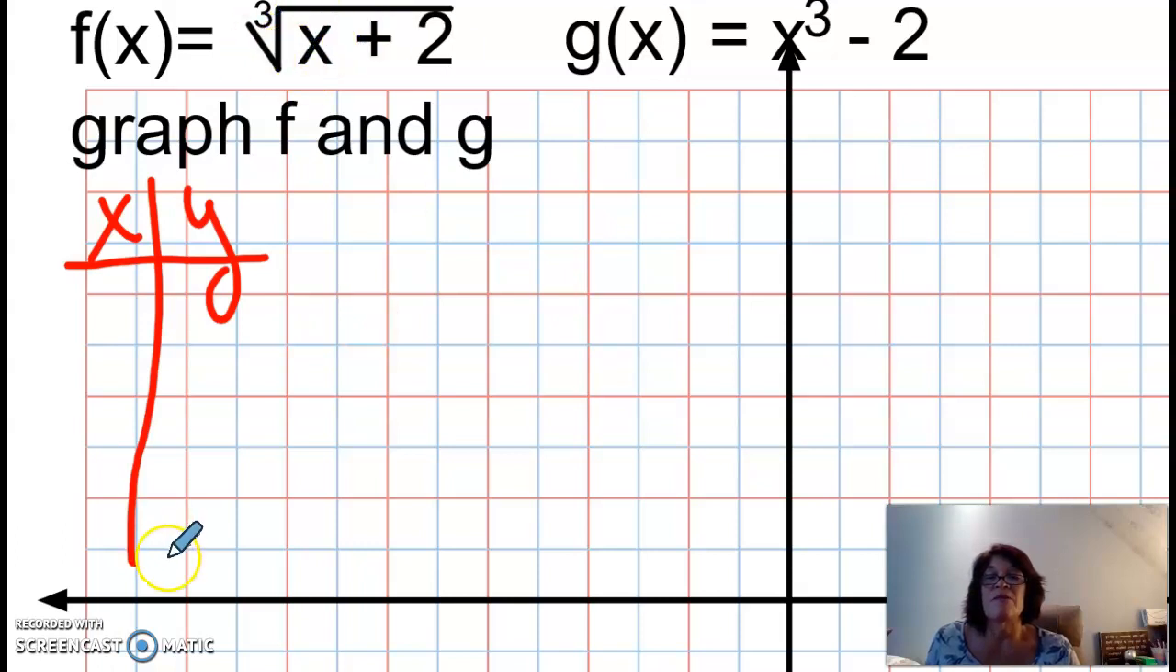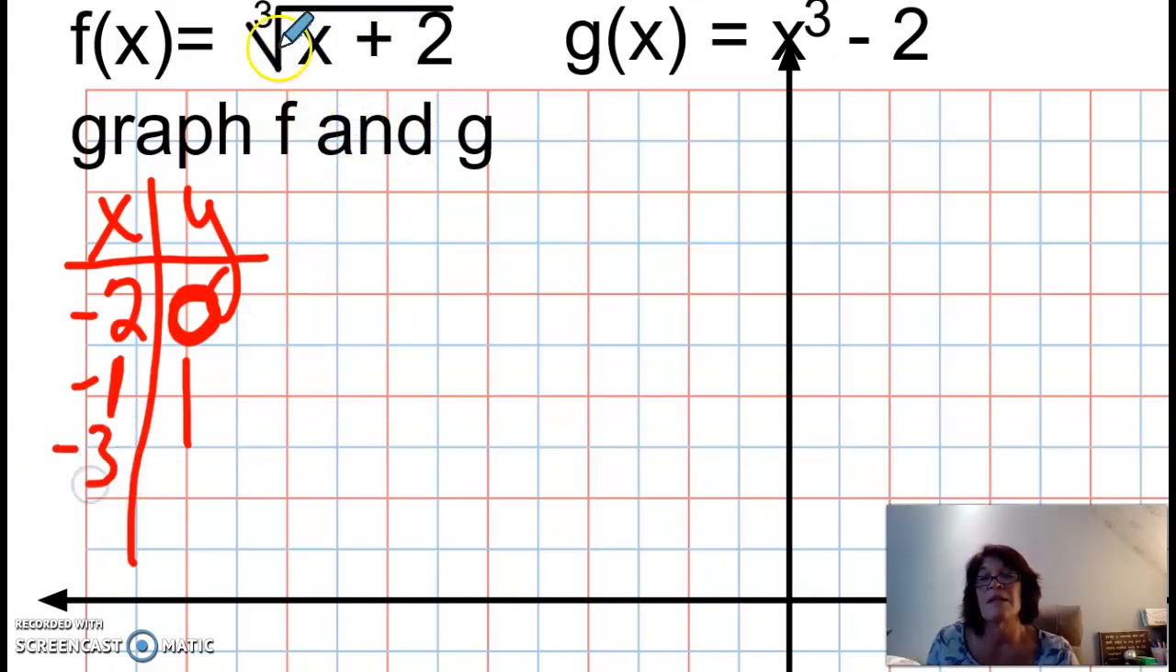I'd like to put 0 in, but that gives me a cube root of 2, which I can't do. So I think I'm just going to put negative 2 in. Negative 2 plus 2 is 0. Cube root of 0 is 0. I know I can take the cube root of 1, so I wish I could think of something to put in here to give me 1, which would be negative 1. Negative 1 plus 2 is 1. Cube root of 1 is 1. I can also take the cube root of negative 1, so let's put negative 3 in. Negative 3 plus 2 is negative 1. Cube root of negative 1 is negative 1.